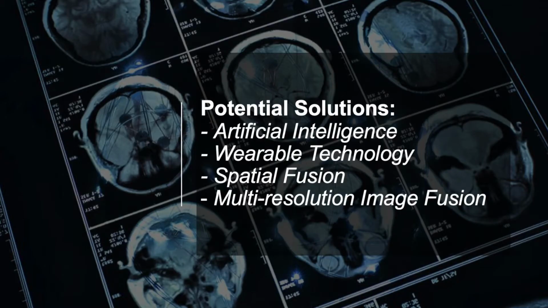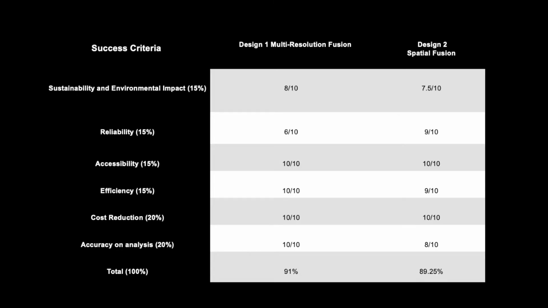Through analysing our chosen issue and applying the engineering method, significant research was conducted before choosing a solution. Some of these potential solutions included using artificial intelligence, wearables, or spatial fusion to improve the accuracy of medical imaging. However, after evaluating potential designs against the success criteria, it was determined that multi-resolution fusion was the best option to pursue for our requirements, in comparison to a spatial fusion alternative.